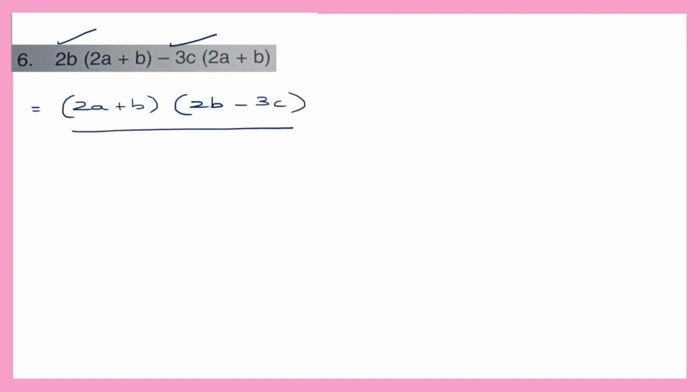Question 6. 2b into 2a plus b minus 3c into 2a plus b. Again, you can see that 2a plus b is common. So we can take out the common factor 2a plus b, and what is left is 2b minus 3c. So we've got the factors here. This is our answer.